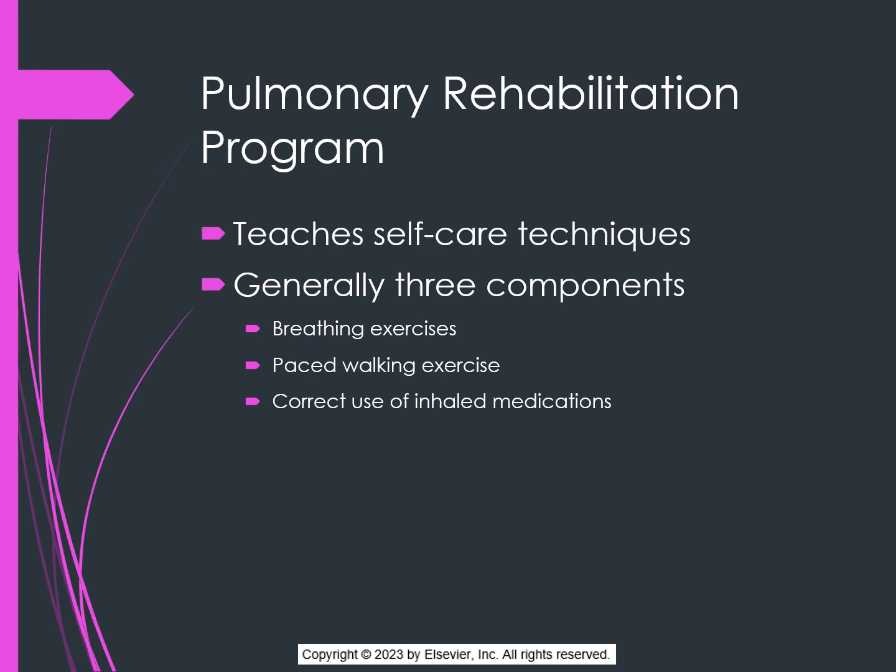A pulmonary or respiratory rehabilitation program will teach the patient self-care techniques that can help them attain a better quality of life. There are generally 3 components to a PR program. This includes breathing exercises, paced walking exercise, and correct use of inhaled medications. Teaching the patient how to avoid respiratory infections is also enforced.